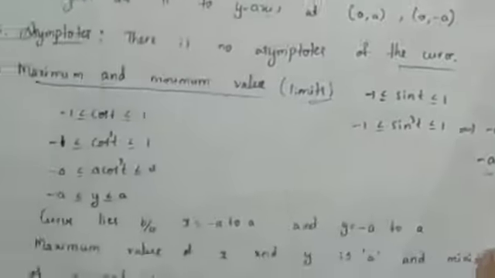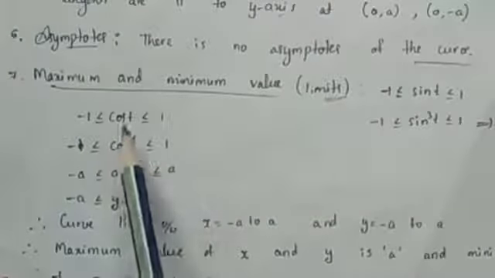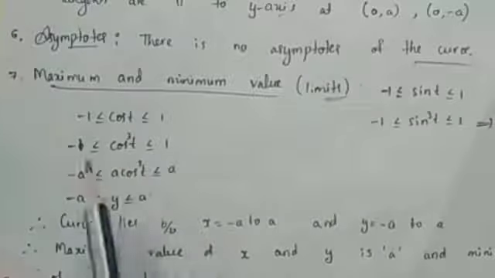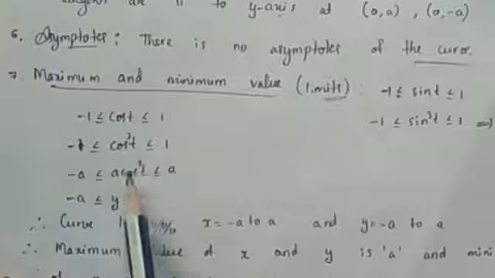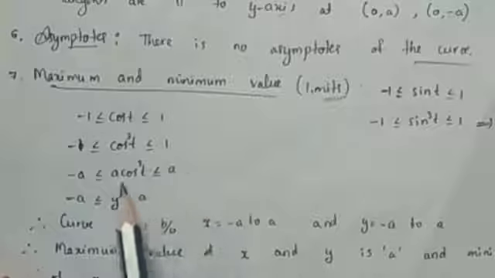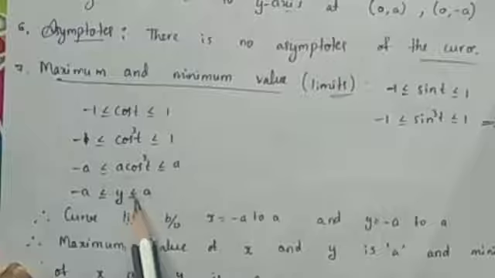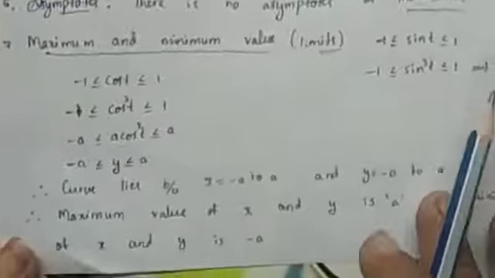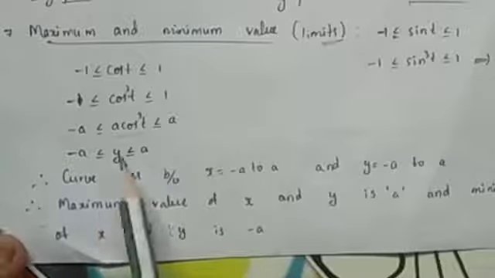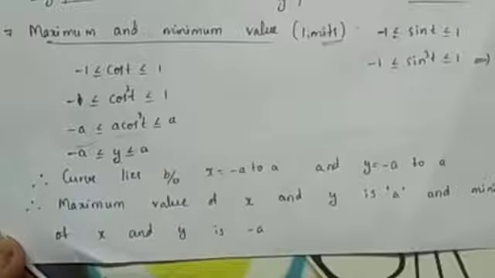Next, cos t also lies between minus 1 and plus 1. Similarly, cos cube t also lies between minus 1 and plus 1. Multiplying throughout by a, we get minus a less than or equal to a cos cube t less than or equal to a. a cos cube t is y. We get minus a less than or equal to y less than or equal to a. We say y lies between minus a and plus a. The maximum value of y is a and the minimum value is minus a.